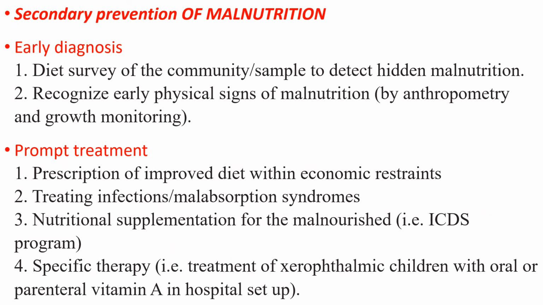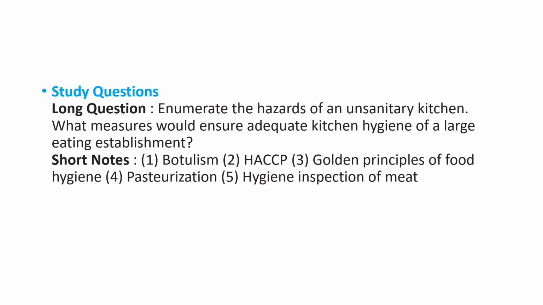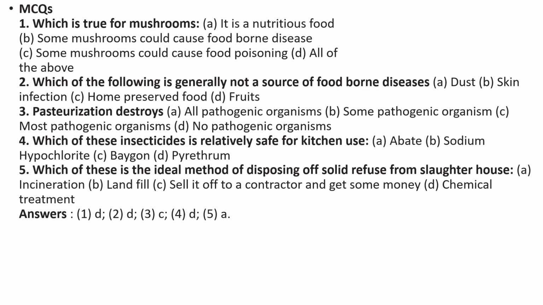Secondary prevention of malnutrition: early diagnosis and prompt treatment. Read it carefully. Tertiary prevention: disability limitation and nutritional rehabilitation. Read it carefully. Study questions, longer questions, and short notes. Read them and try to answer them in writing. These are MCQs for you to answer, with the answers at the end of the page. Please read carefully. Don't look at the answer until you try to answer them carefully.